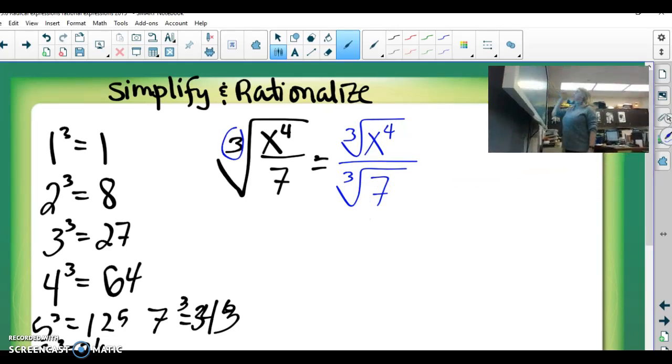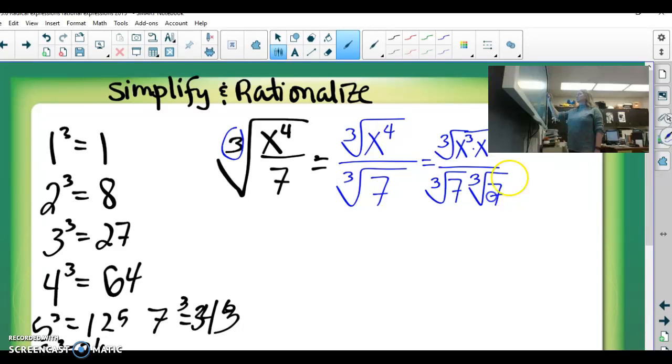And so in the numerator, I can split that up further. The cube root of x to the 4th can be written as x to the 3rd times another x. And the reason I want to do that is because x to the 3rd has a perfect cube root in it. On the bottom, I want you to think about this for a second. If I just multiply by the cube root of 7, I'm going to end up with the cube root of 49, which is not a perfect cube. So what I want to do in the denominator is multiply this by the cube root of 7 squared.